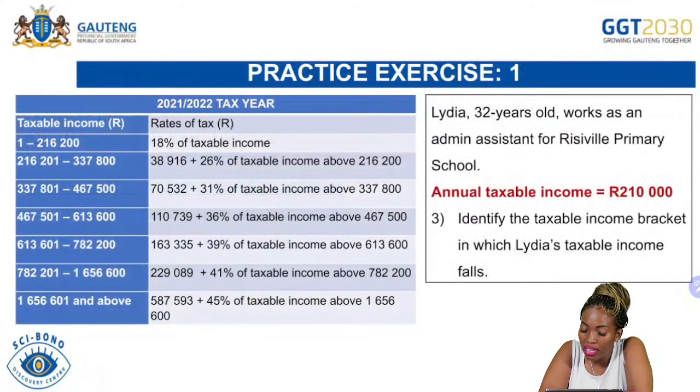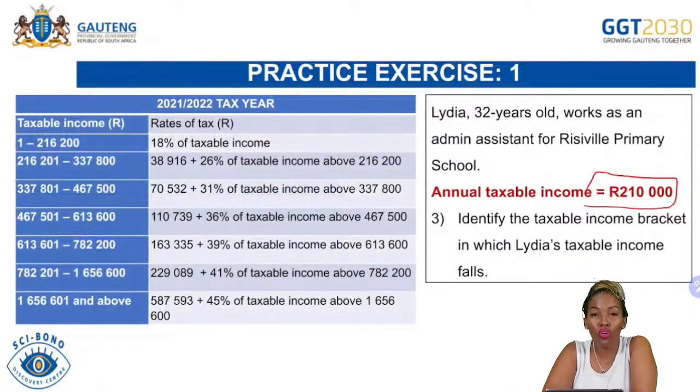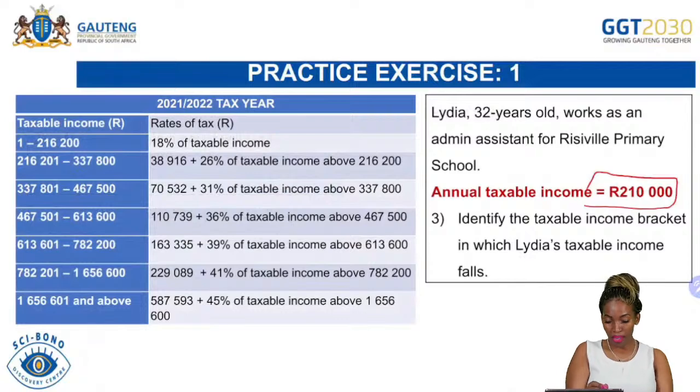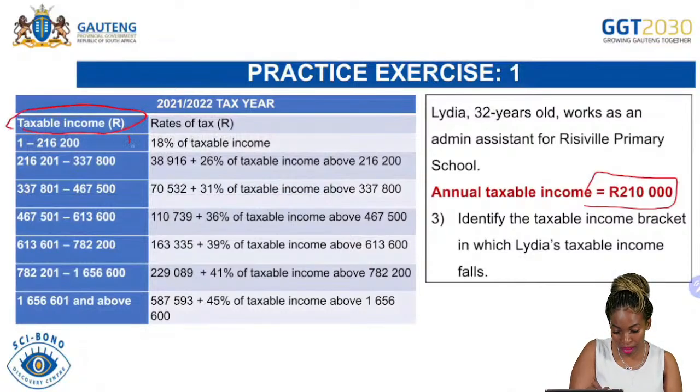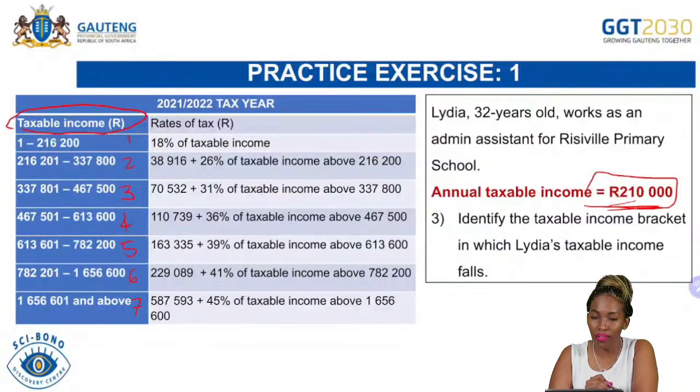The annual taxable income that we calculated in number 1 was 210,000. So number 3, we are going to identify the taxable income bracket in which Lydia's taxable income falls. Remember, this is the taxable income, and this is bracket 1, bracket 2, bracket 3, bracket 4, bracket 5, bracket 6, up to bracket number 7. So we want to know where this 210,000 falls.